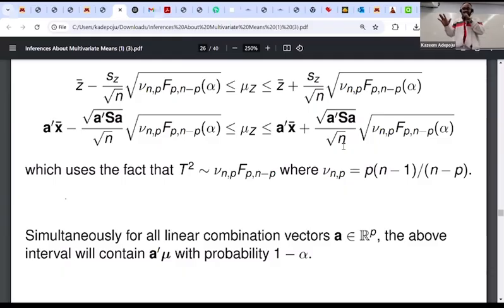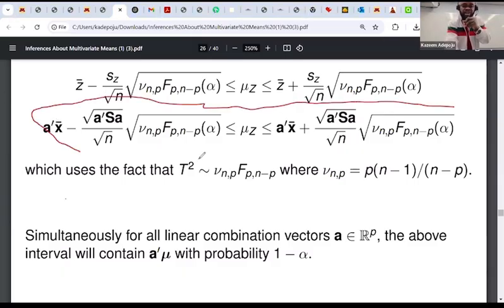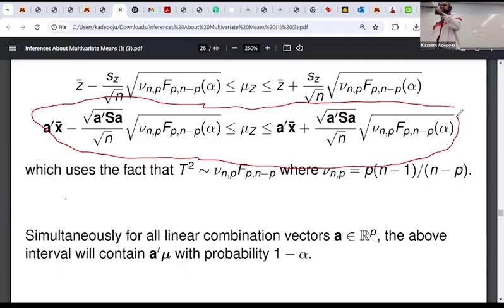Now, the formula I'm showing you right now is the simultaneous confidence interval based on Hotelling T squared. Okay, now that is that. And that formula says we believe that a prime mu, which is the population mean parameter, lies in the interval with level of confidence 1 minus alpha.